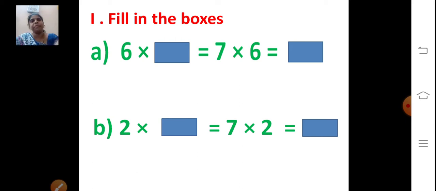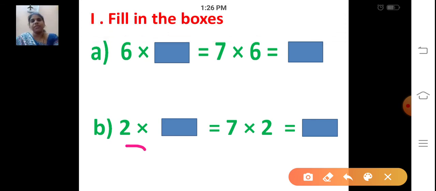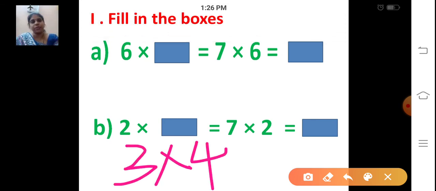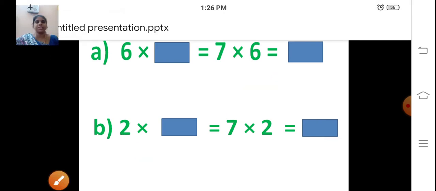For example, 4 into 3 is equal to 3 into 4. When you multiply 3 into 4, and the same way when you multiply 4 into 3, the product will be the same. When you change the order, the product will be the same, isn't it? So 3 into 4 is equal to 4 into 3. In the same way we'll see some sums.